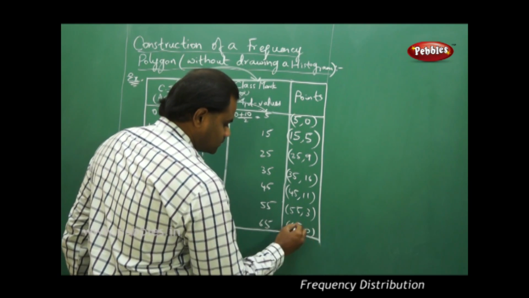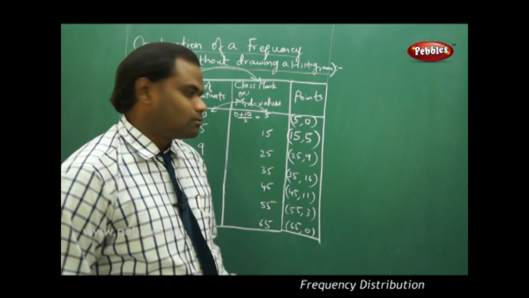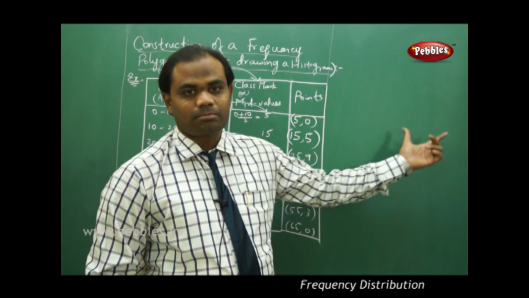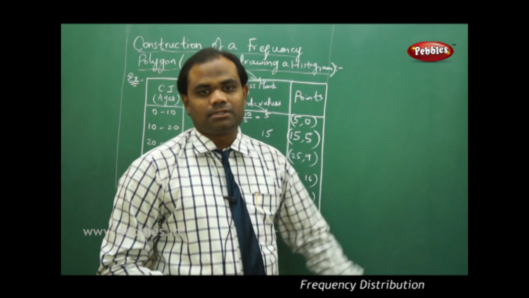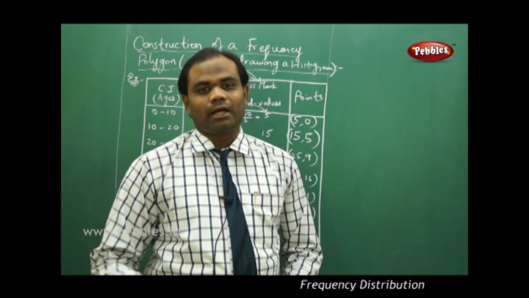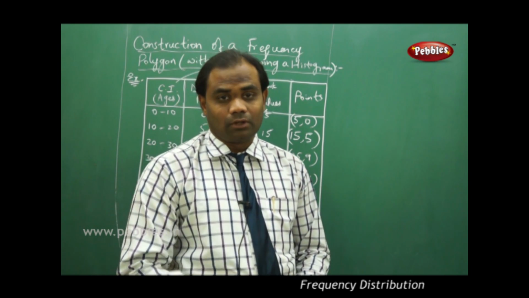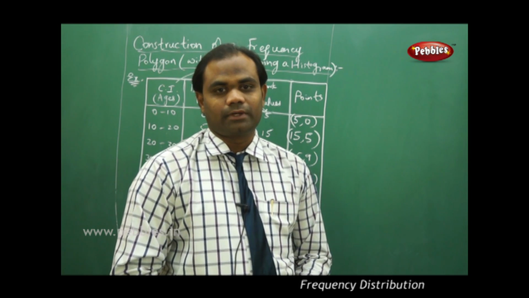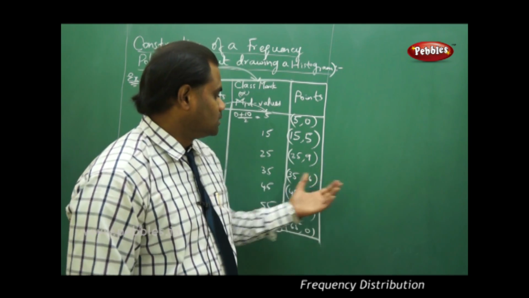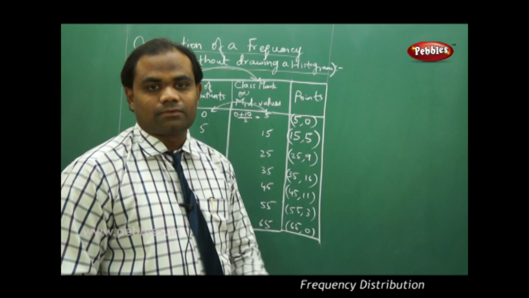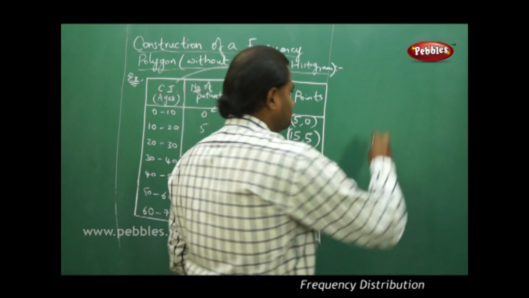and (65, 0). So when I have each of the points, I plot them on the xy coordinate system and join them with a ruler. I get an n-sided closed figure called the frequency polygon without constructing its respective histogram. So let's see how the points are plotted on an xy coordinate system.